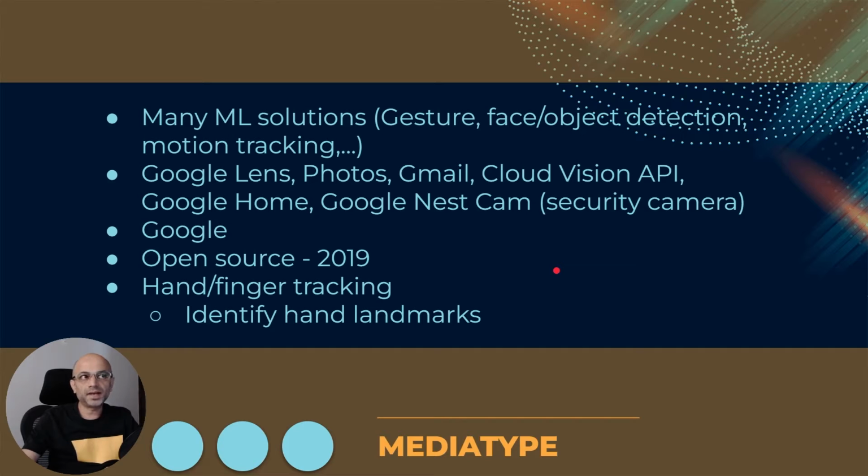So another library is MediaPipe. Many ML solutions are supported by this library, like gesture, face, object detection, motion tracking and all. And it's also used by Google in products like Google Lens, Photos, Gmail, Cloud Vision API, Google Home, Google Nest Cam, which is a security camera. And it is developed by Google and open sourced in the year 2019. And in our demo, this library is used for hand and finger tracking and also to identify the hand landmarks.